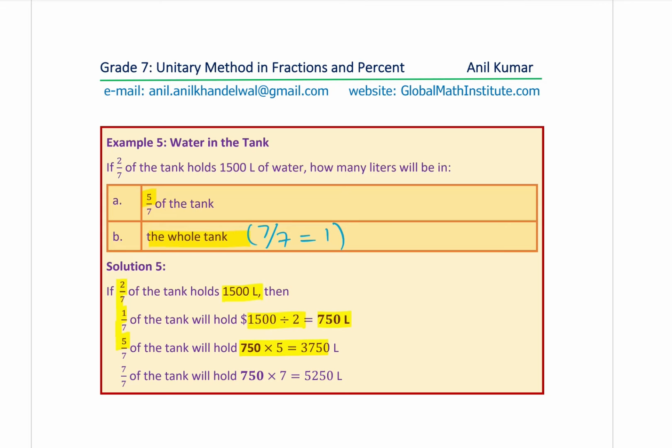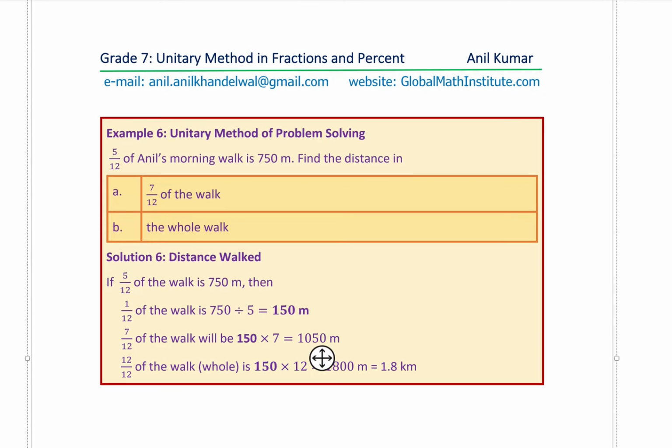Now you also want to find in part B what is the whole tank capacity, right? So we have A and here is B for you. 7 over 7 is the whole capacity. Multiply 750, the unit rate. This is the unit rate, right? By 7 now, get your answer. Clear? I hope now the concept is absolutely clear. Take few more examples to practice.